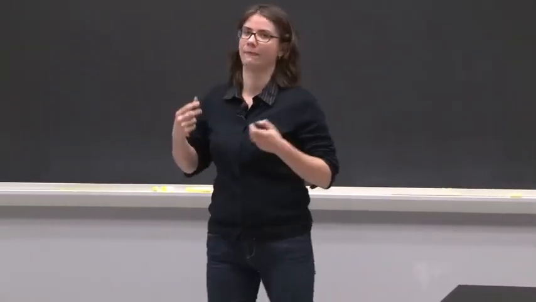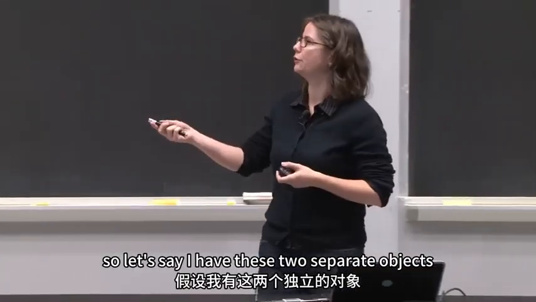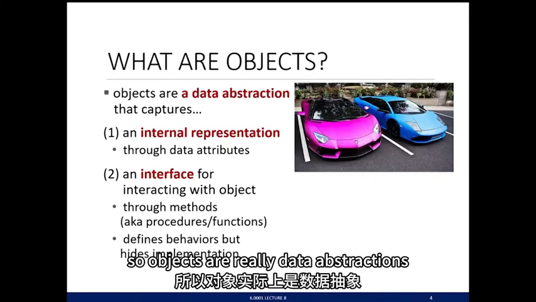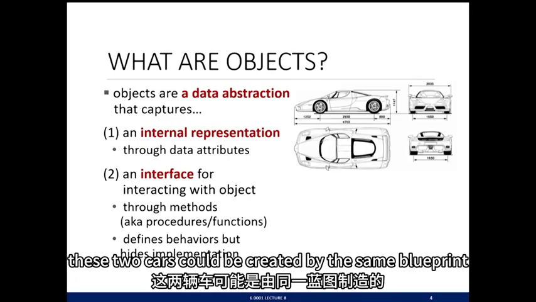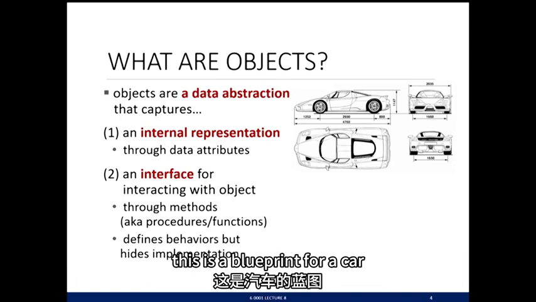So let's continue exploring what objects are. So let's say I have these two separate objects. One is a blue car, one is a pink car. So objects are really data abstractions. So these two cars can be created by the same blueprint. Okay? This is a blueprint for a car.